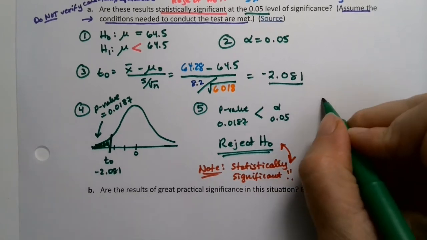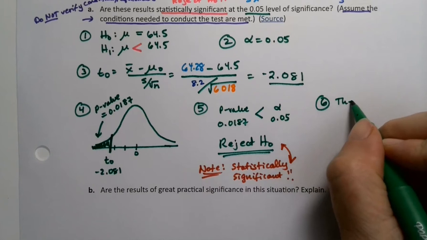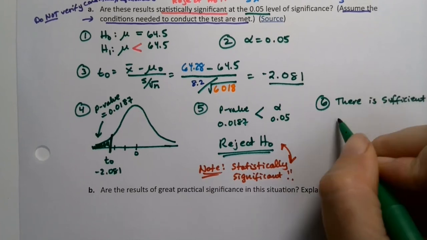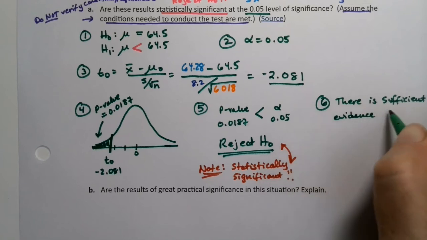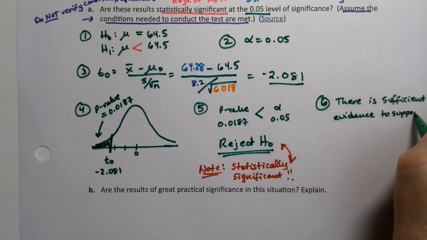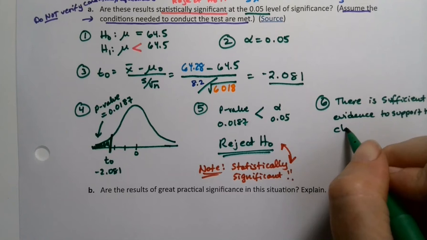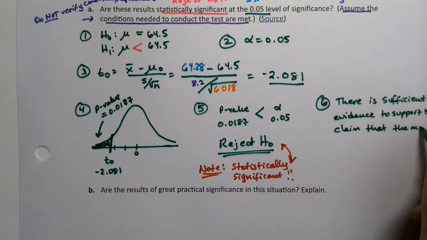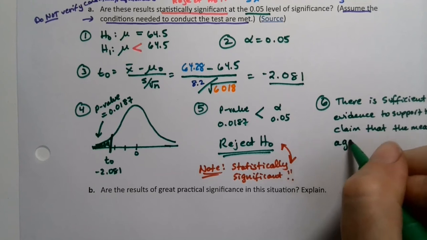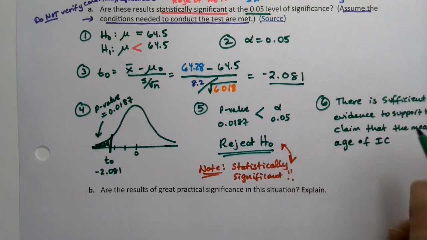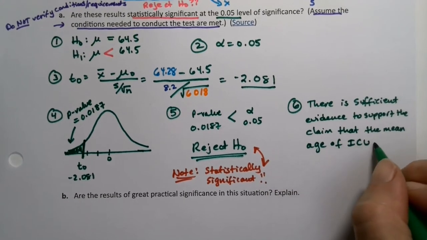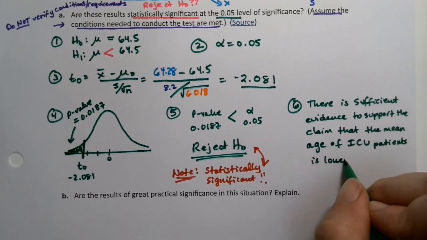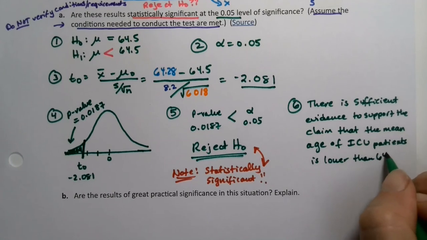And just to finish it out, since we're doing the hypothesis test, there is sufficient evidence to support the claim that the mean age of ICU patients, and this is where all the work is, right? What are they talking about? So is the mean age, is the average age of ICU patients lower than 64.5 years.